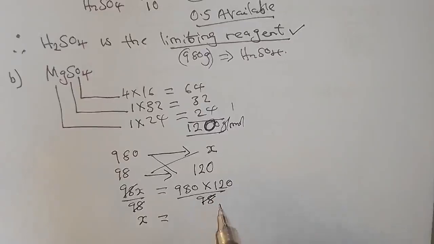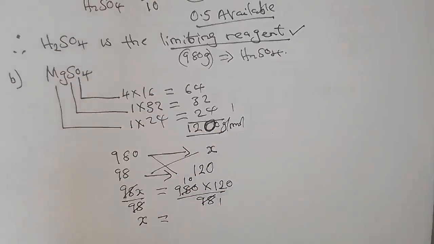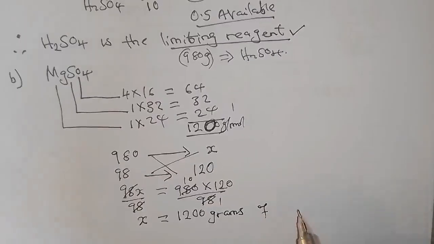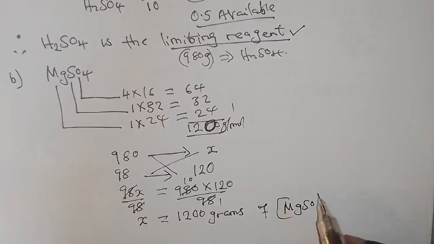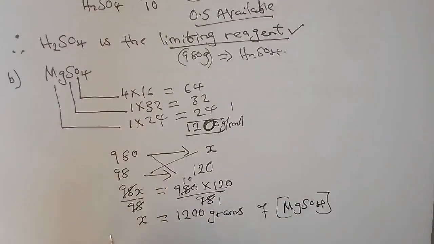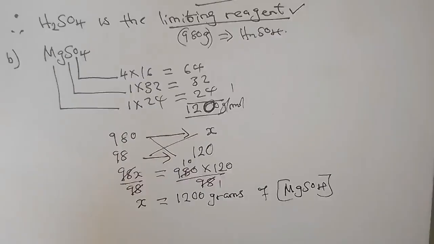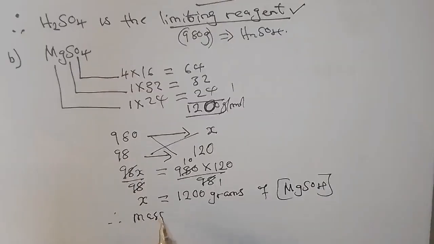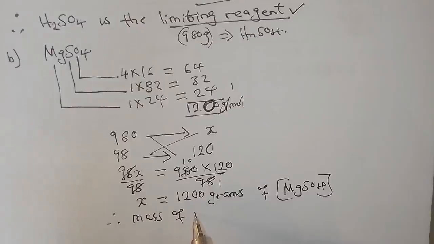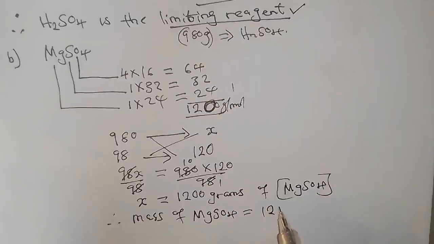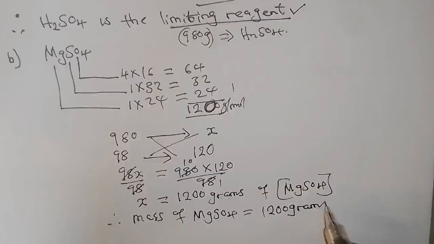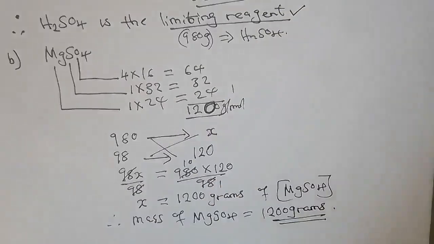Then you divide both sides by 98, so this goes, and our x will be equal to 9.8 over 98, which is 0.1, multiplied by 120. Then from there you have 12 grams of magnesium sulfate. Therefore, the mass of magnesium sulfate is equal to 12 grams. Okay, so that is the mass of magnesium sulfate.